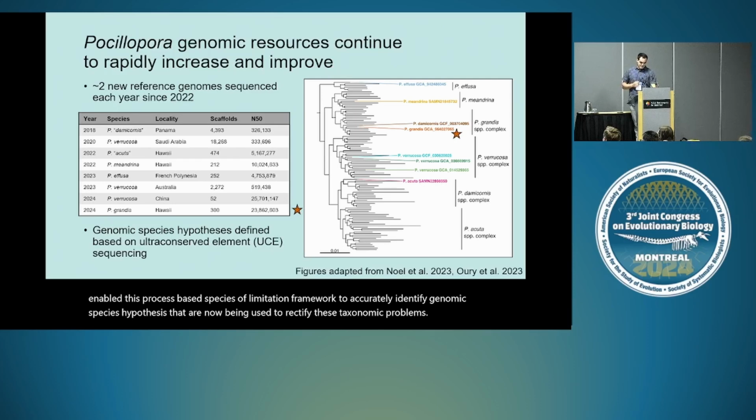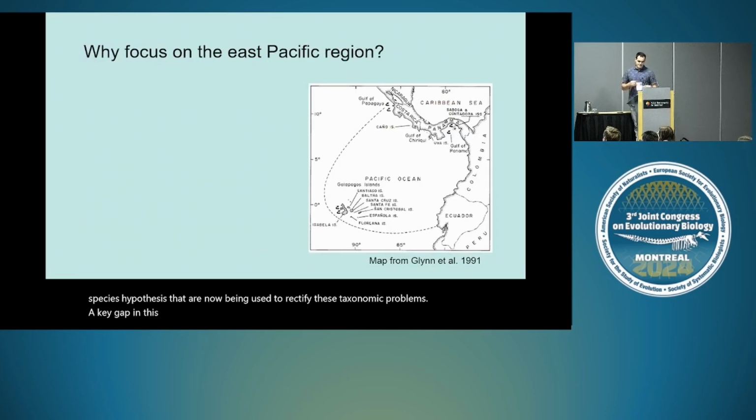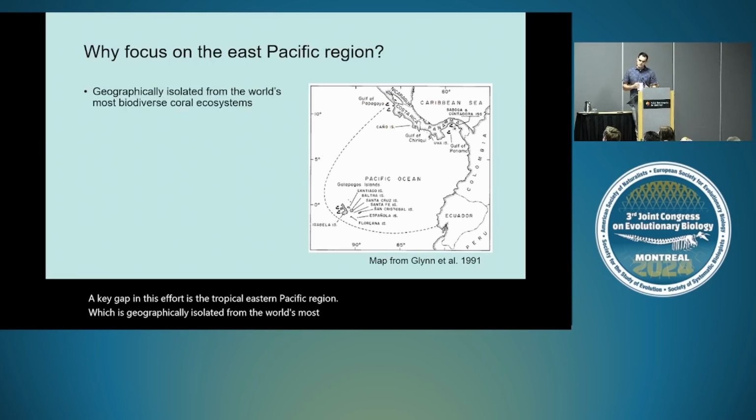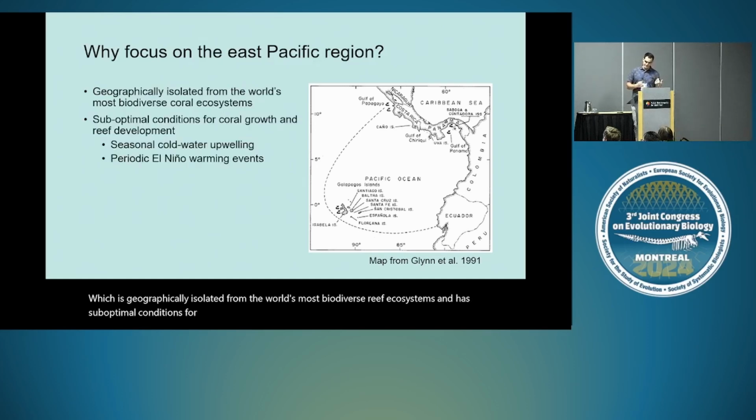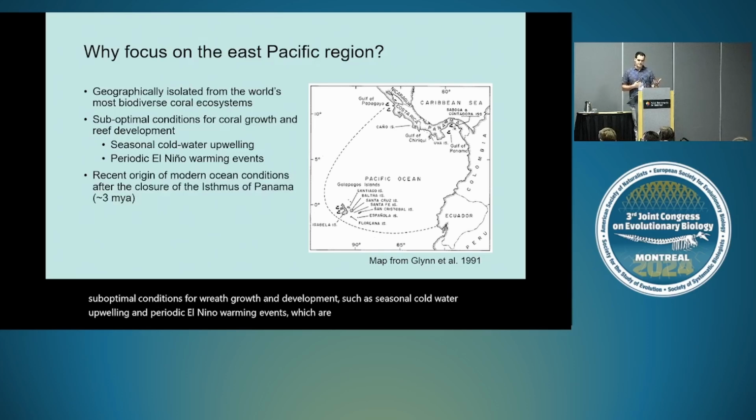A key gap in this effort is the tropical Eastern Pacific region, which is geographically isolated from the world's most biodiverse reef ecosystems and has suboptimal conditions for reef growth and development, such as seasonal cold water upwelling and periodic El Niño warming events, which are oceanographic conditions that emerged relatively recently in geologic time following the closure of the Isthmus of Panama 3 million years ago.